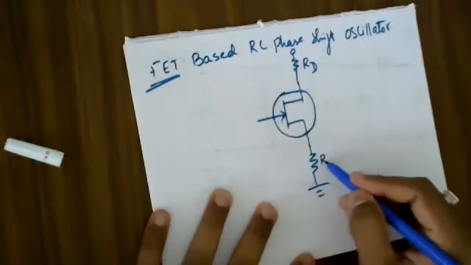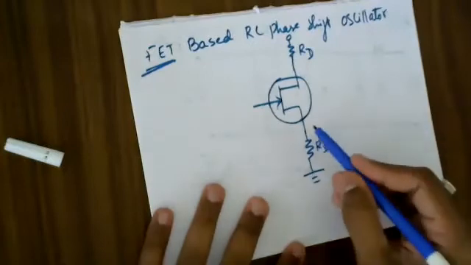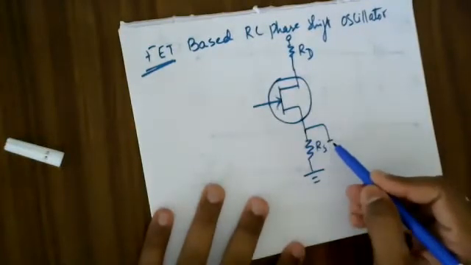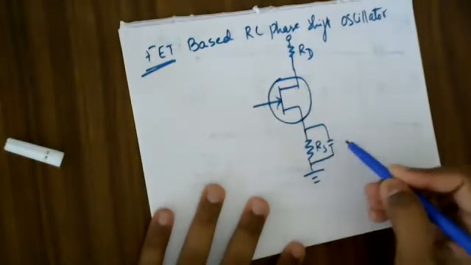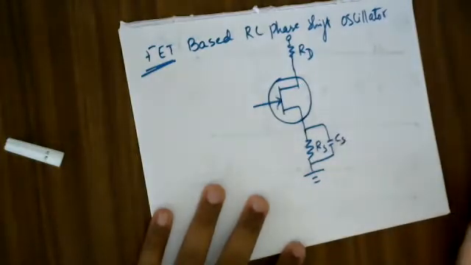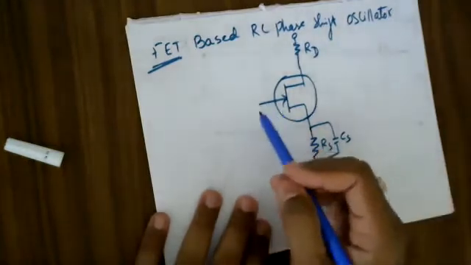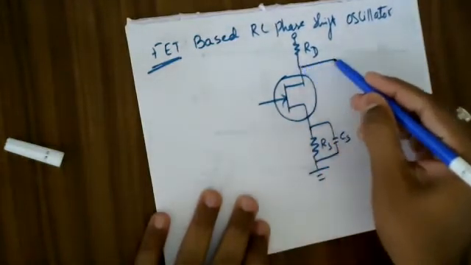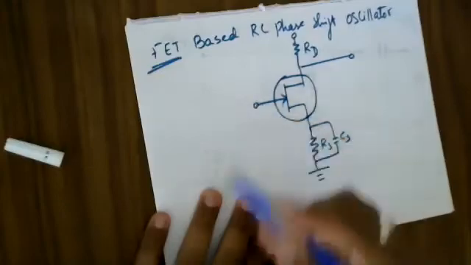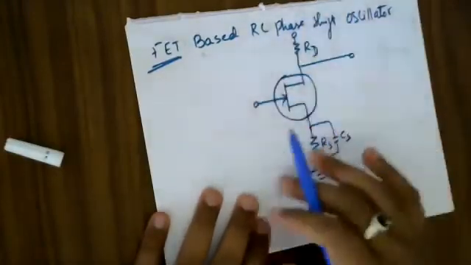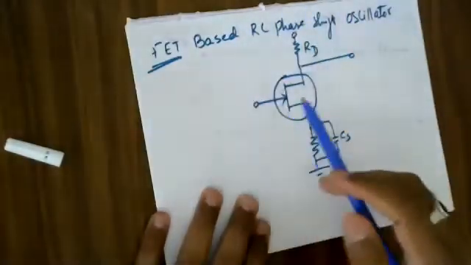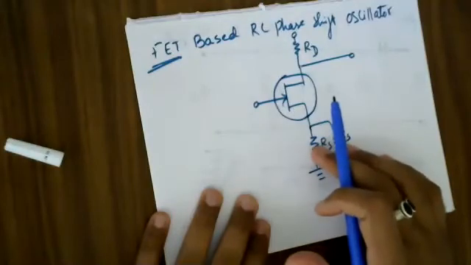And I'll be having a bypass capacitor, CS. Here I'll be providing my input, and here I can fetch my output. So this is just my circuit, which is working like an amplifier. This is the field effect transistor amplifier.